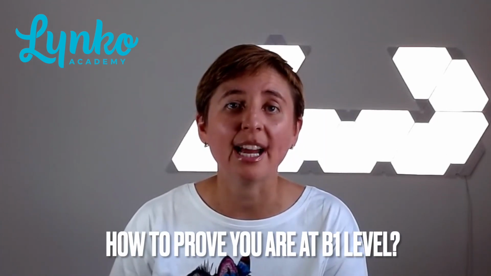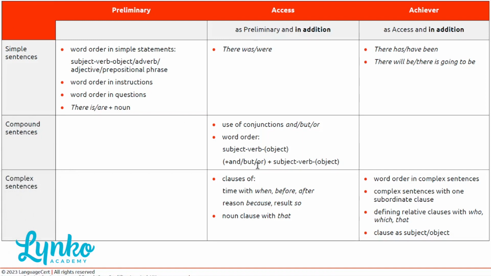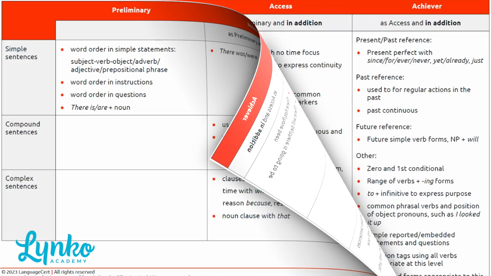Let's consider what you have to show in the exam to prove that you are at B1 level. To prove that you are at B1 level, definitely you need to be able to use constructions with there. You should be able to use there for different tenses. Also, you should be able to make a sentence with relative clauses. That means with words like who, which, or that.